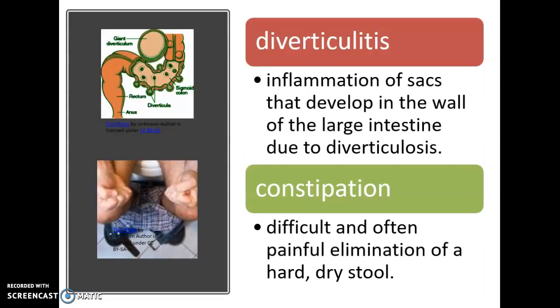Some of the diseases of the GI tract: diverticulitis. You can see in the top picture there's an inflammation of sacs that develop in the wall of the large intestine due to diverticulosis. So instead of the walls of the colon being smooth, they have these little bulges out, and that's why they tell people not to eat popcorn, nuts, and things like that, because they can get stuck in those little wells and cause lots of pain and problems.